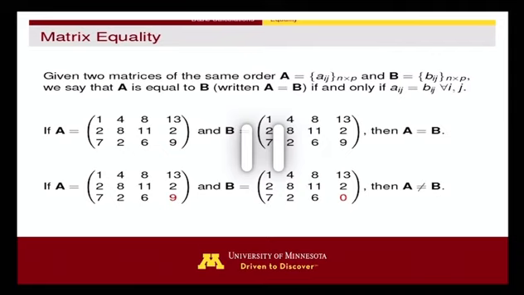If you take a look at the second one, even though every other element is equal, except one, you can identify 9 here and 0 here. Of course, the two matrices are not the same. Just one conflict is enough to nullify equality. Does that make sense?